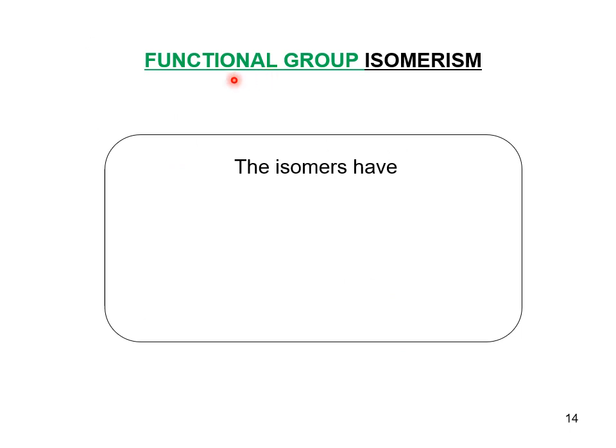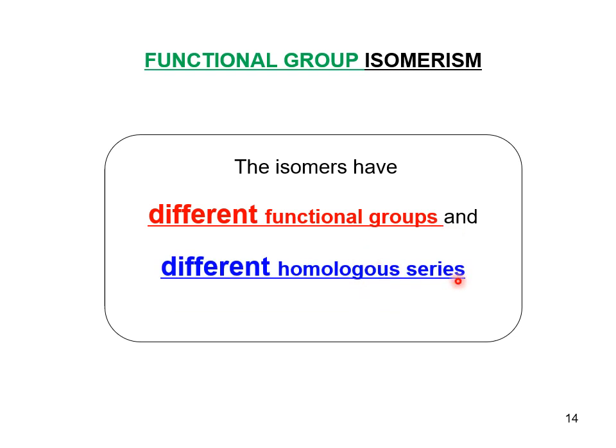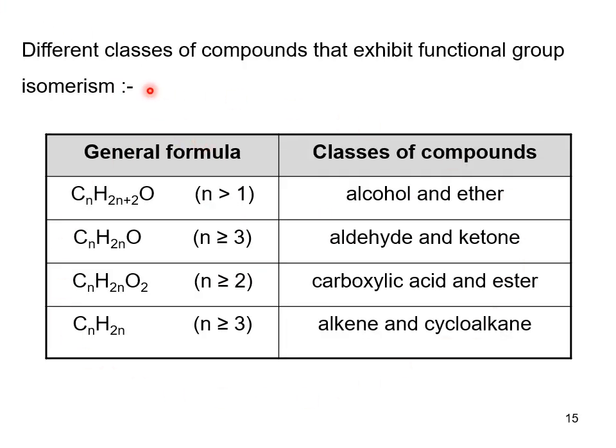The third structural isomerism is functional group isomerism. The isomers have different functional groups and different homologous series with the same general formula. These are the different classes of compounds that exhibit functional group isomerism. As we discussed before, chain isomers or positional isomers have the same functional group or same homologous series. But for functional group isomers, they are different classes of compounds, but they come in pairs.